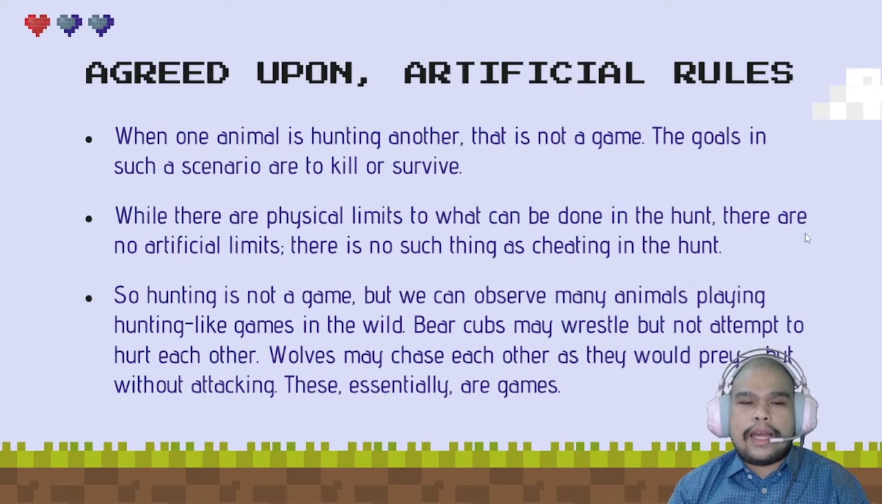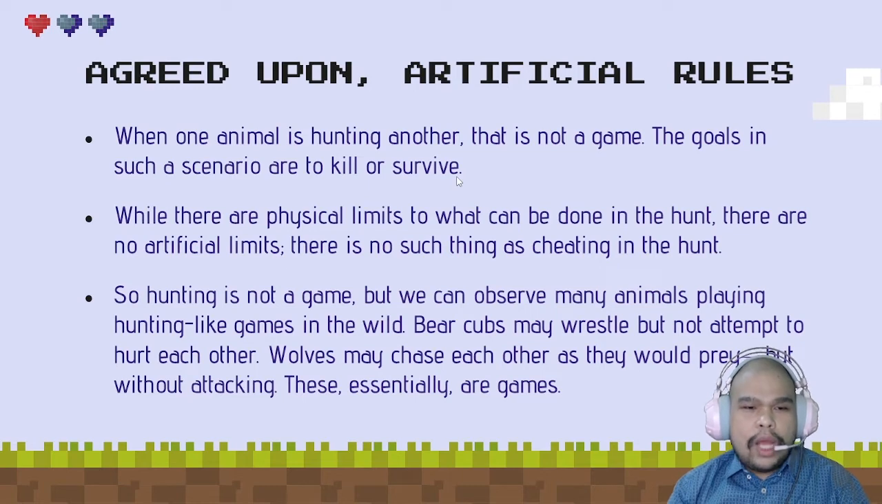When an animal is hunting another, that is not a game. The goal in such a scenario is to kill or survive. That is basically not an artificial rule. When we say a scenario of kill or survive, it roots in instinct, so these are not artificial rules. Instinct is embedded in our genes. These are embedded in us, let's say, animals.